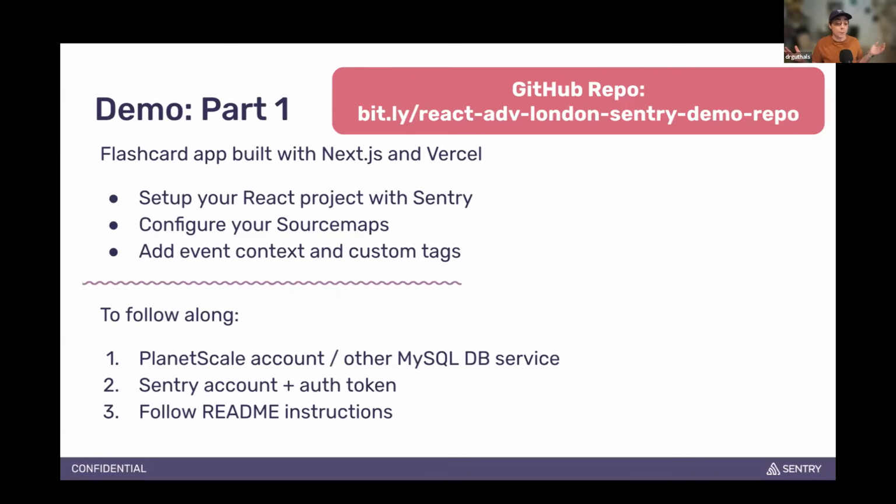And what we're going to do is set up a new React project with Sentry, specifically a Next.js project. We're going to configure source maps, and we're going to add event context and custom tags. So I'm going to be unsharing and sharing my screen in a lot of different ways just to walk you through all of this. The first thing that we're going to do is show you the repo just so you can see generally what it is we're working with.